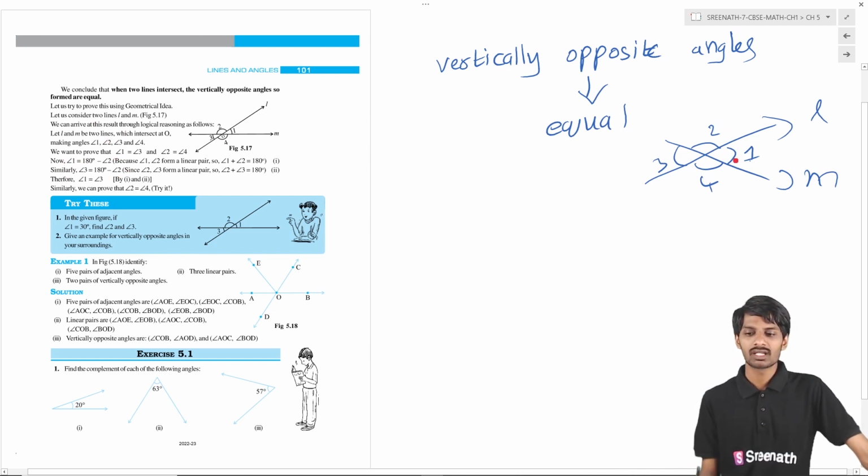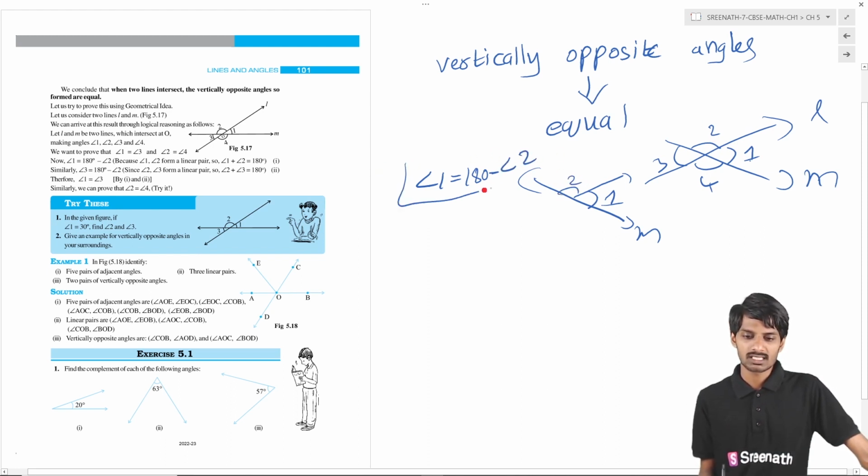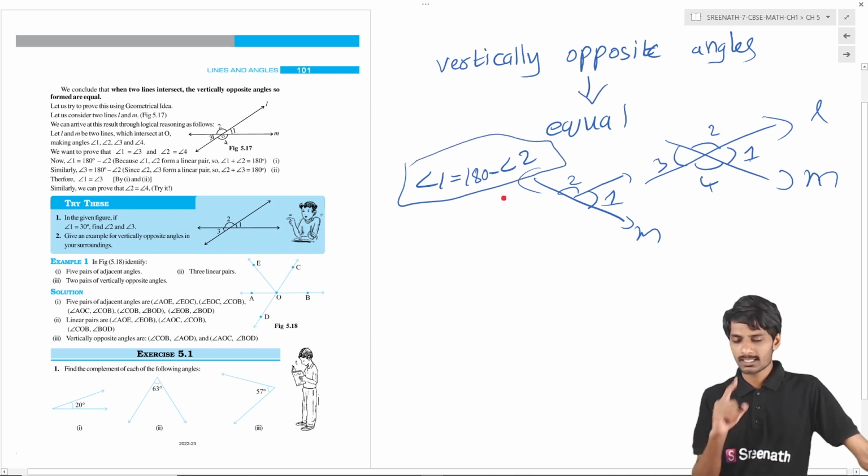Now angle 1 is equal to how much? Take this line, students. M is a straight line, so the total angle is 180 degrees. 180 degrees minus, what is this angle? This angle is angle 2. So this is the first case: angle 1 equals 180 degrees minus angle 2.